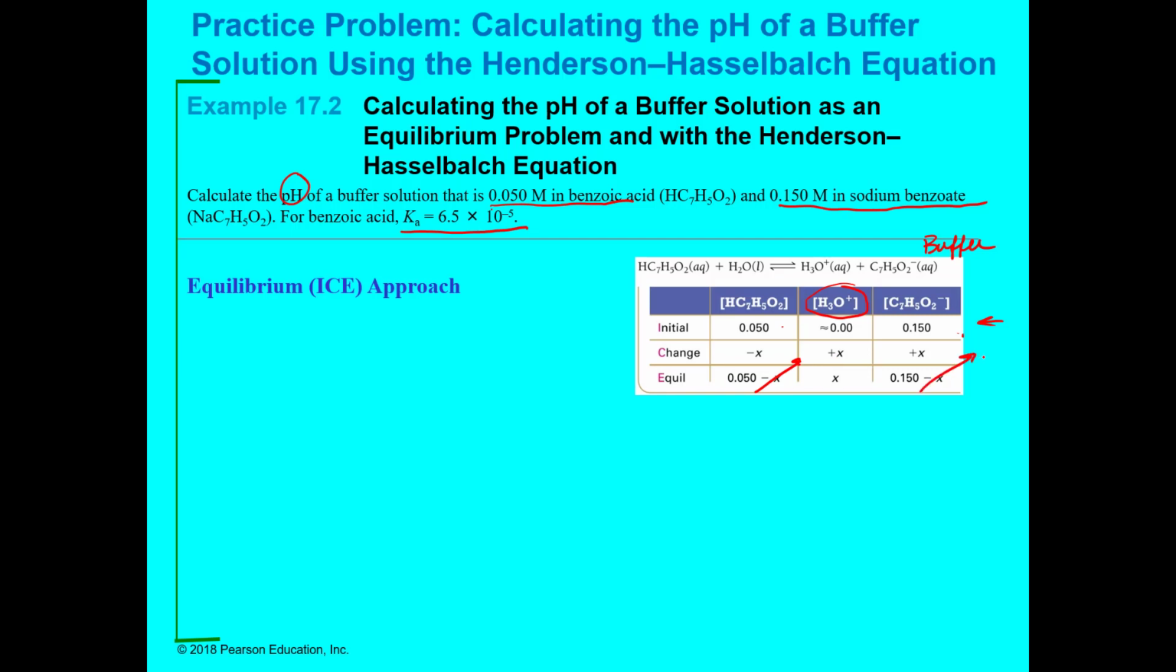Okay, so after I've set up my ice table, I'm going to come over here, and I know that the Ka, which it gave me as 6.5 times 10 to the minus 5, so I don't have to look that one up, is going to be equal to the sodium salt or the benzoate, C7H5O2 minus. Remember, I can leave that sodium off because it's a spectator.